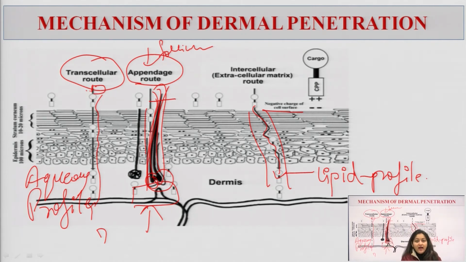However, if you want a quick diffusion and the proportion of oil and water is equal, then we can definitely go for the appendageal route, also known as the transfollicular route. The dermal penetration is going to be very quick, and at the same time it is going to get a very high and larger area for diffusion.